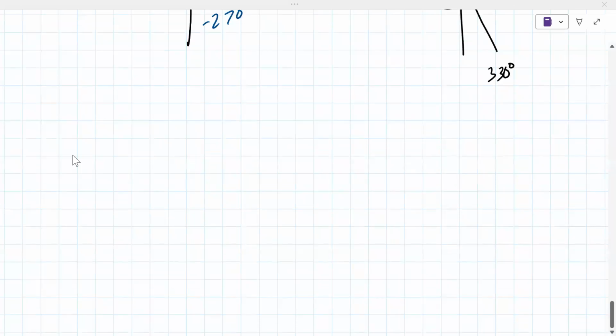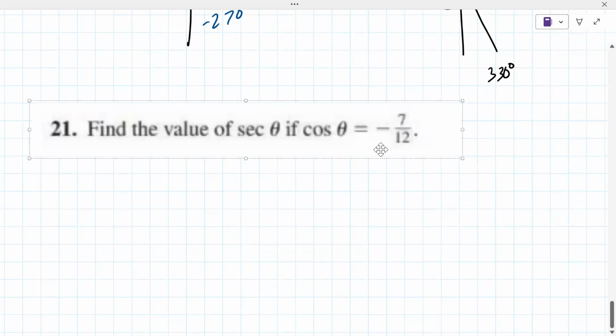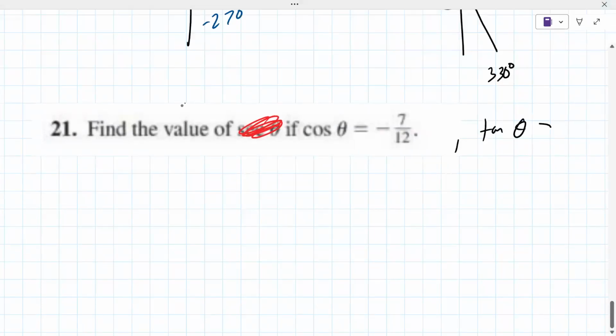It's kind of incomplete, because the answer to this problem is just the reciprocal of this number. That's why I don't like it. So let's just say it wanted you to find all the other ones, and it told you that tangent of theta is greater than 0.